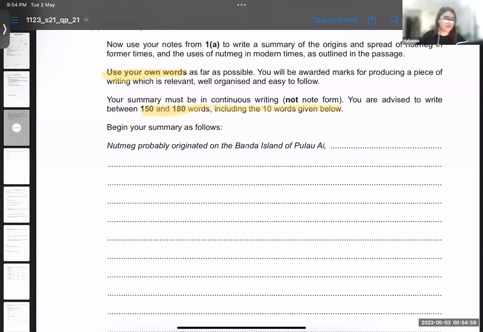First of all, what is the maximum word we can write in a summary? Maximum, like it says on my screen, 140 to 180 words. 10 words are already included. So that's 170 of your own words.